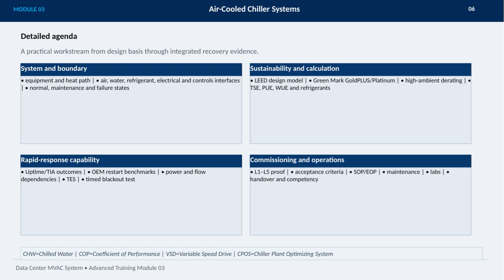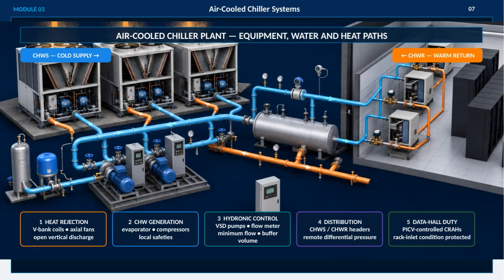It's important to note some key abbreviations we'll use throughout. CHW stands for chilled water, COP for coefficient of performance, VSD for variable speed drive, and CPOS for chiller plant optimizing system. Here we have an overview of an air-cooled chiller plant for a data center MVAC system, highlighting the key components and their functions.